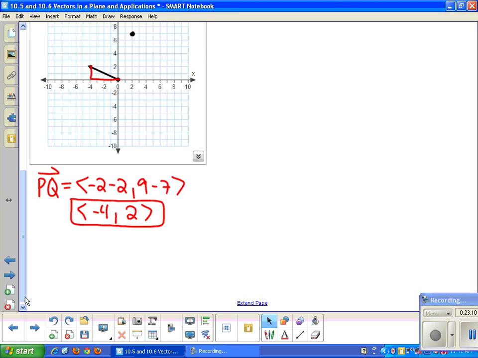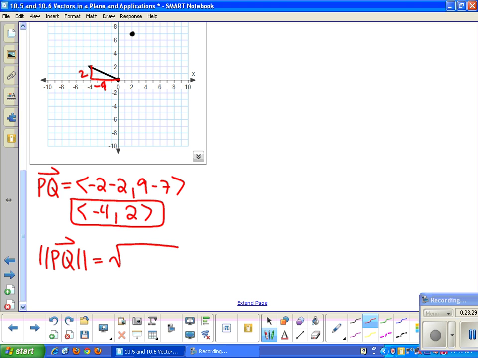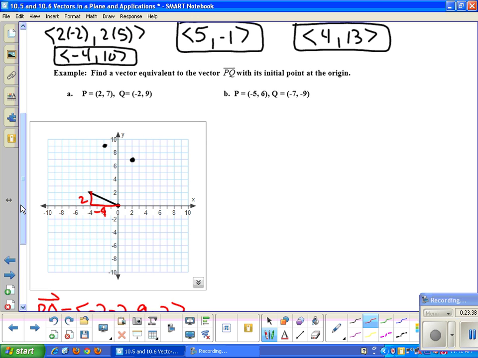If I wanted to find the magnitude of this, so the magnitude of PQ, then you just need to use your Pythagorean theorem. So then this is, again, -4, and this was 2, so you're just doing 4 squared plus 2 squared, and then the square root of that. And then, of course, we can finish. But that wasn't actually what our question was. So let's just go ahead and go to the next one.